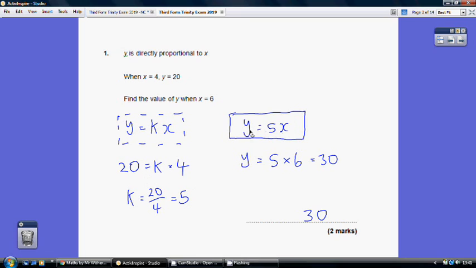Now that we've got this formula, step 3, we can use this formula to answer the question. So find the value of y when x is 6, so substitute 6 into the formula, 5 6s are 30.